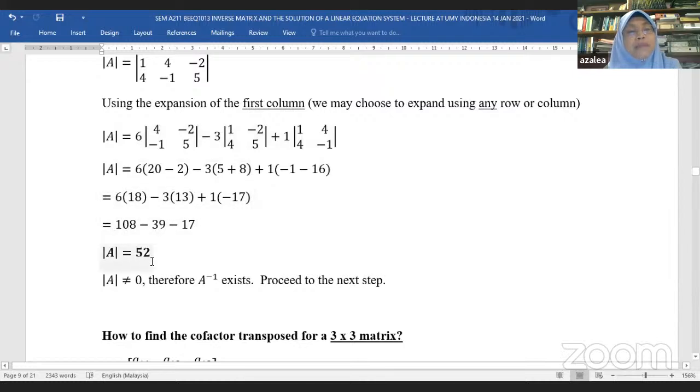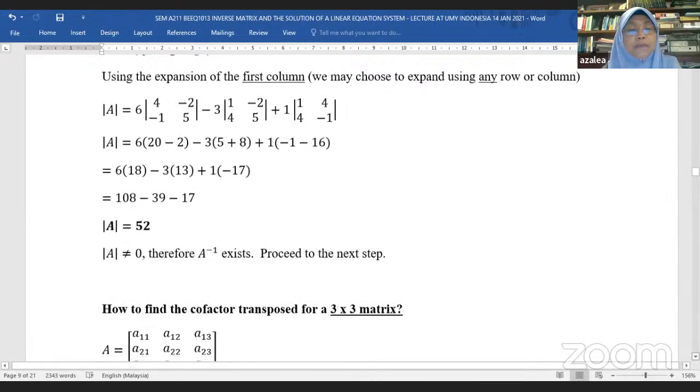Once we get this, then we can calculate. So we get the determinant of A to be 52. So 52, the determinant is not equal to 0. Therefore, the inverse matrix exists. So we can proceed to find the solution.